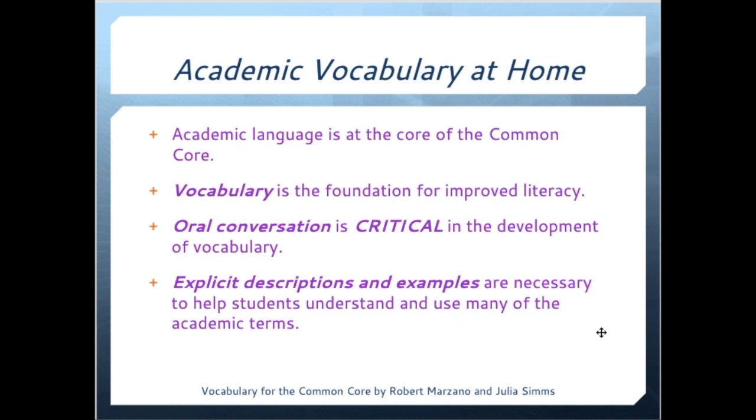Academic language is at the core of the Common Core. Vocabulary is the foundation for improved literacy. Oral conversation is critical in the development of vocabulary, and explicit descriptions and examples are necessary to help students understand and use many academic terms.